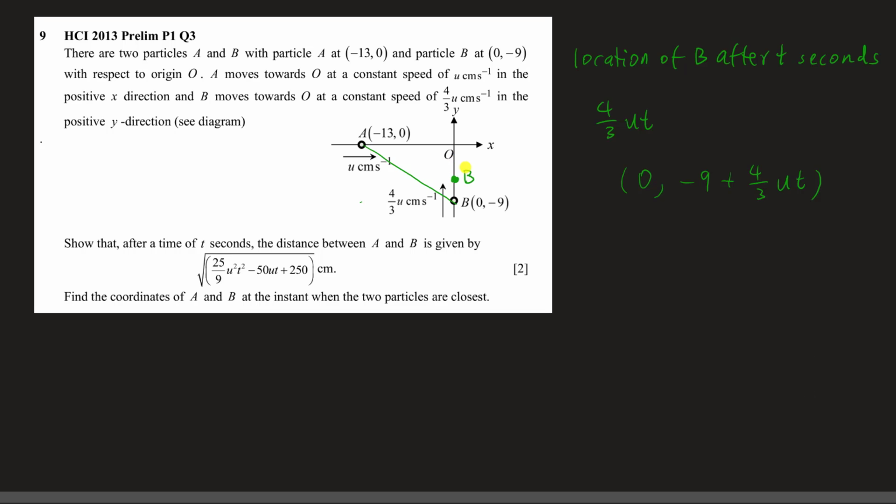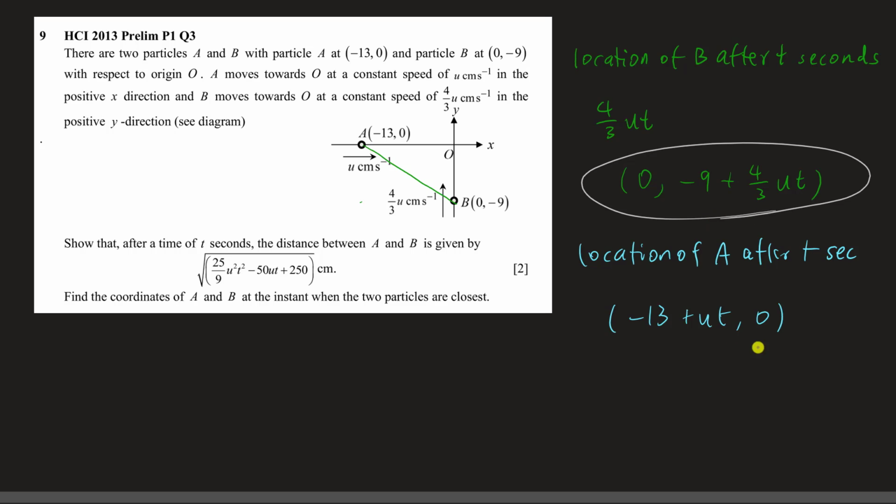And then what about A? Location of A after t seconds would be, you travel ut amount to the right. So it's (-13 plus ut, 0). All we have to do now, since we know where is B after t seconds and where is A after t seconds, all we need to do is use the distance formula.